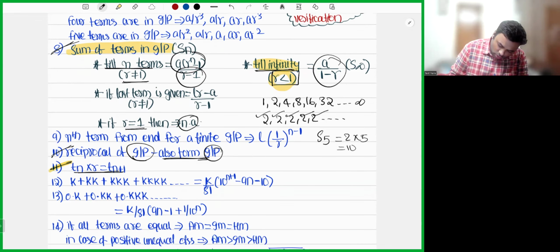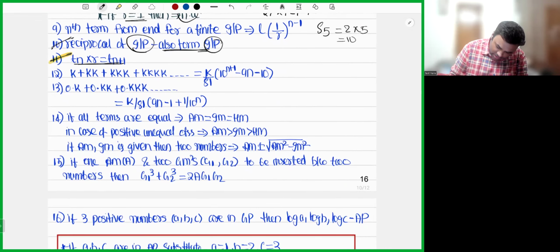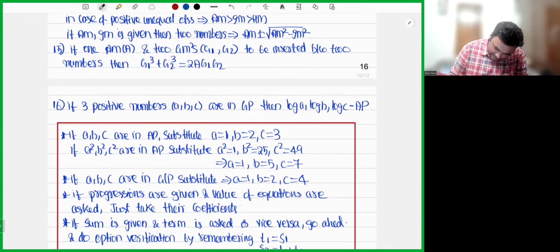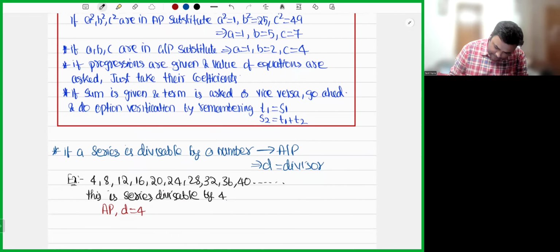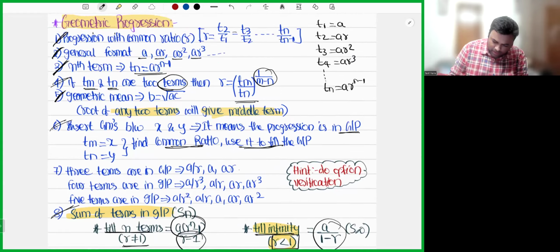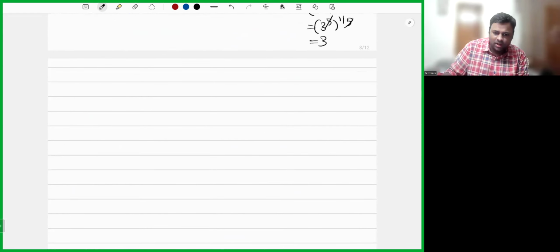Now let's go ahead and solve sums related to this. Let's solve sums on the sum till n terms and the sum till infinity, some theoretical questions and some previous year questions.